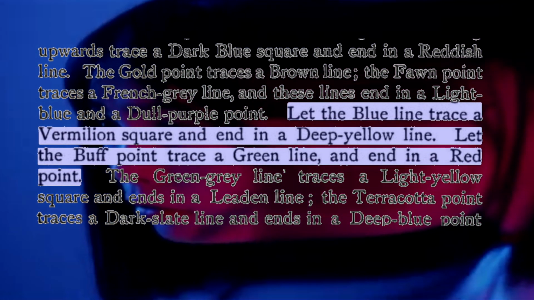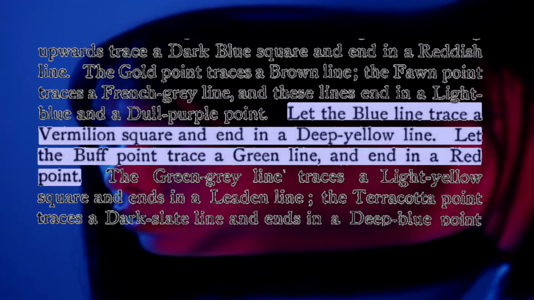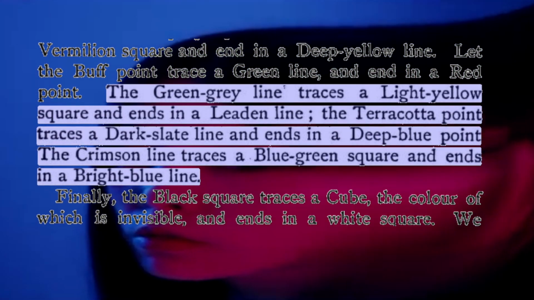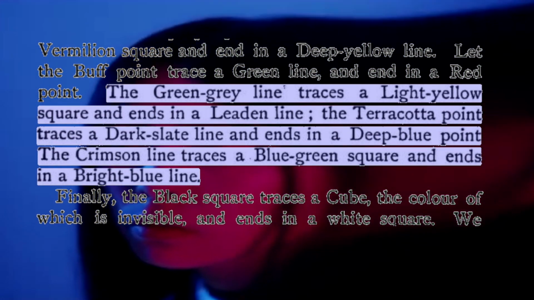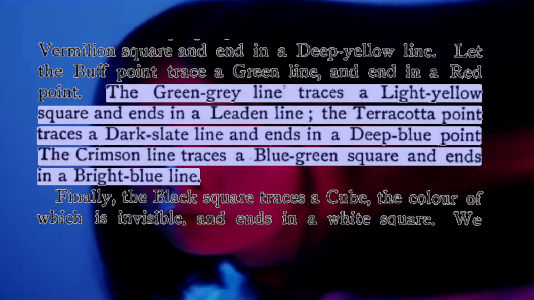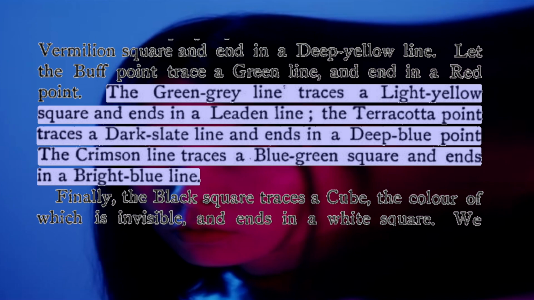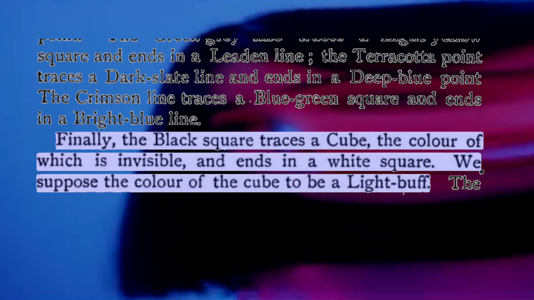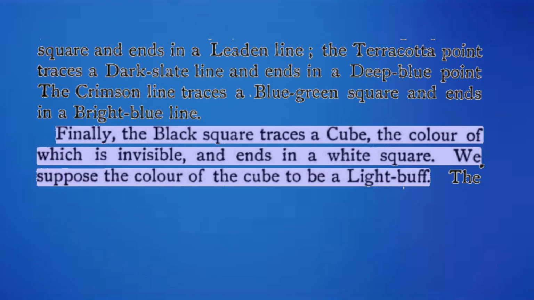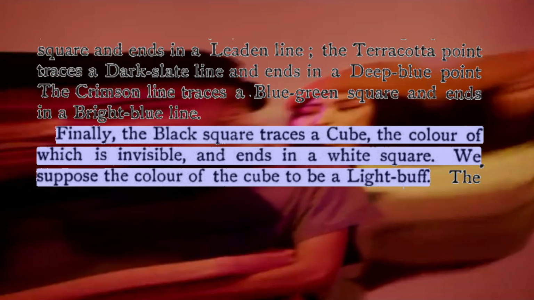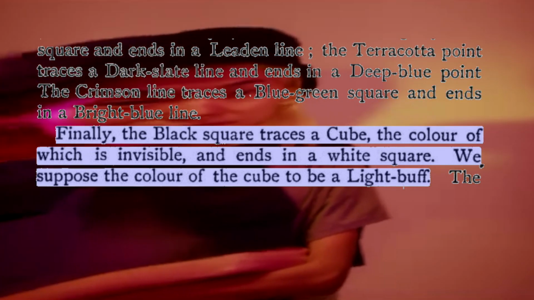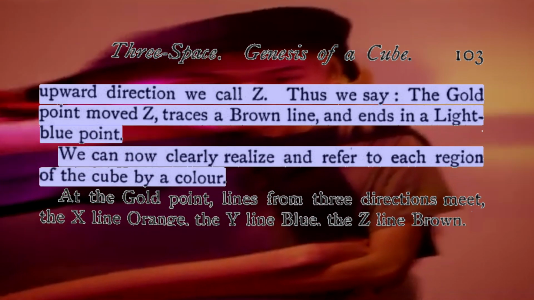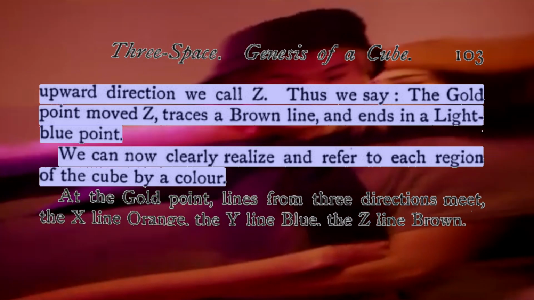Let the blue line trace a vermilion square and end in a deep yellow line. Let the buff point trace a green line and end in a red point. The green-gray line traces a light yellow square and ends in a leaden line. The terracotta point traces a dark slate line and ends in a deep blue point. The crimson line traces a blue-green square and ends in a bright blue line. Finally, the black square traces a cube, the color of which is invisible, and ends in a white square. We suppose the color of the cube to be a light buff. The upward direction we call z.